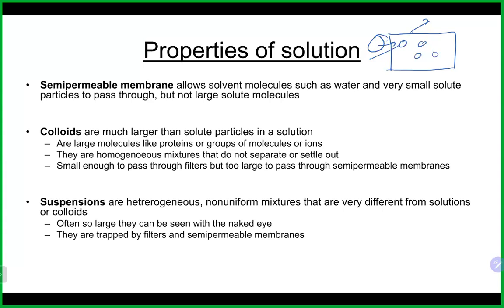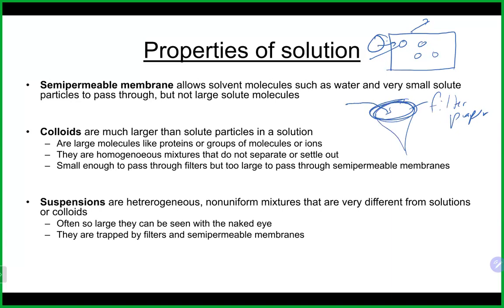They are small enough to pass through filters like filter paper. So if you had a funnel and put some filter paper on it, again, your filter paper, although you can't really see it with your naked eye, has holes in it, which allows certain size molecules basically to pass through. And again, bigger things get caught on the filter paper. So colloids can pass through filters, but they're too large to pass through semi-permeable membranes, so they would get trapped.